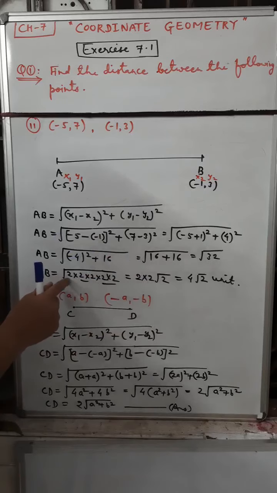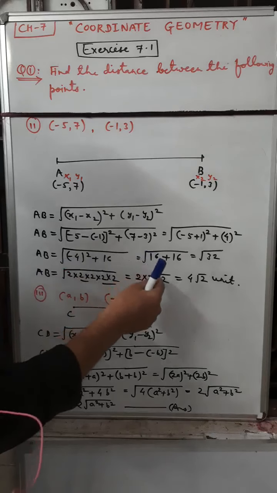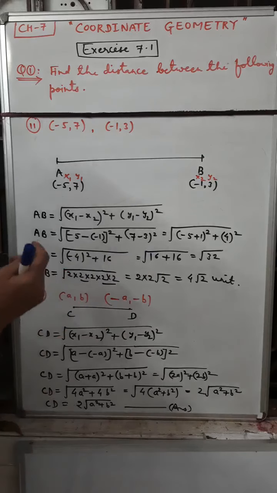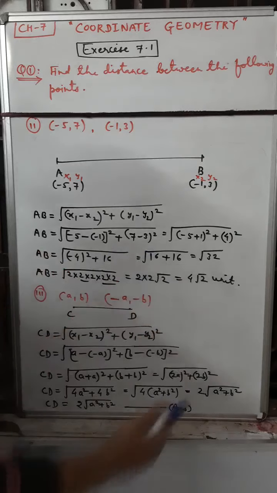And what remains inside the under root? 2. Only one 2 remains inside the under root, because it has no pair. So 2 2s are 4 under root 2 units.